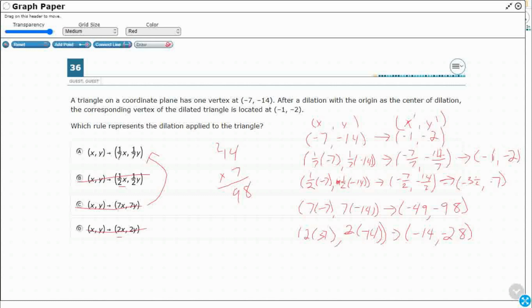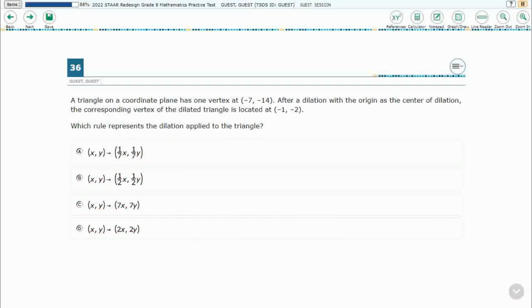So as you can see, we're dilating from larger numbers to smaller numbers, so the only option to get from the larger to the smaller is to divide, or in this case, they're always going to show it to you as a multiplication rather than division. So that means we need to multiply by a fraction, and that's the reciprocal. So our answer here is going to be A.